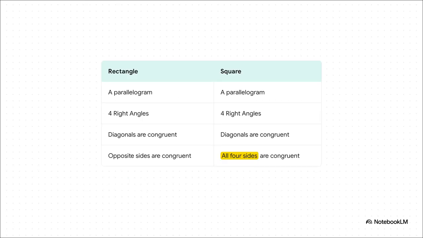Looking at them side by side really makes it click. They share almost every single property. They're both parallelograms, they both have 4 right angles, and equal diagonals. The only difference, the one thing that makes a square, is that bolded text on the right. All 4 sides are congruent. So remember this, every square is a rectangle, but not every rectangle is a square.